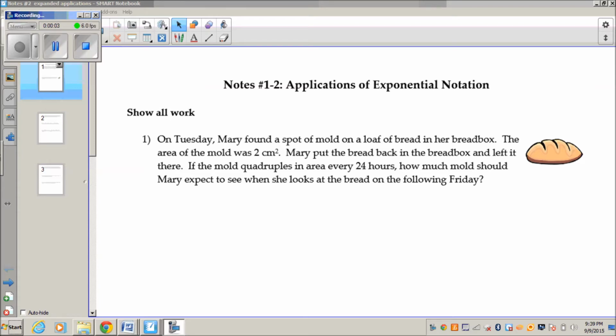Hello and welcome to notes number 2 for our exponents unit. Today we're going to be working on pages 4 and 5 of your notes packet, and we're going to be looking at applications of exponential notation. So basically we're going to be working on some word problems today.